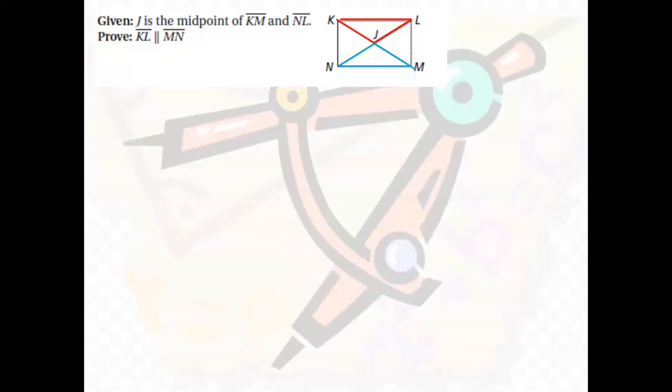Okay, now this one, J is the midpoint of KM and NL. So they're talking about J, which is the midpoint of KM and NL, which means KJ is congruent to MJ, NJ is congruent to LJ, right? This is equal to this is equal to this. You need to prove that KL, this part, is congruent to MN.